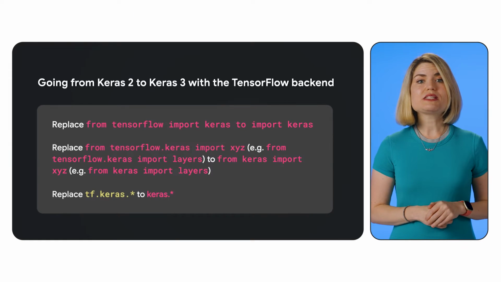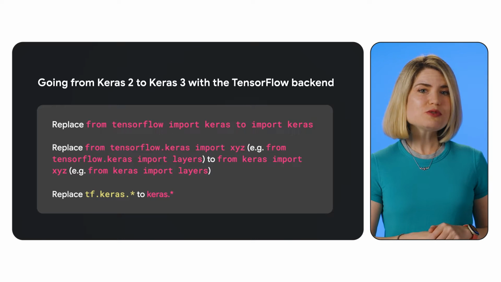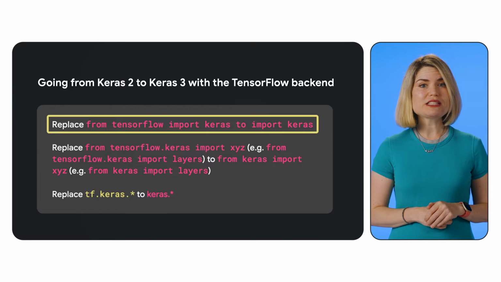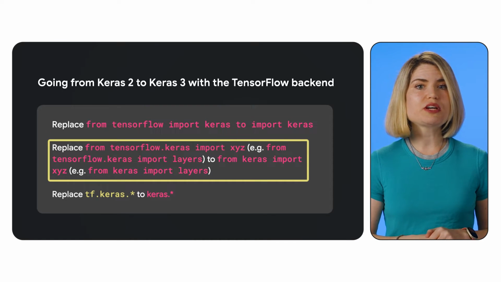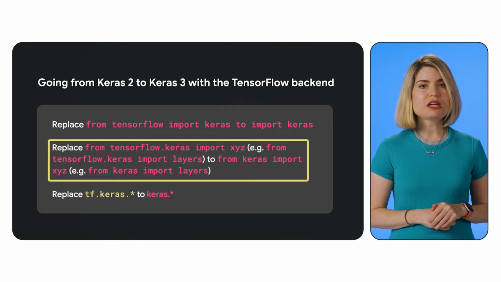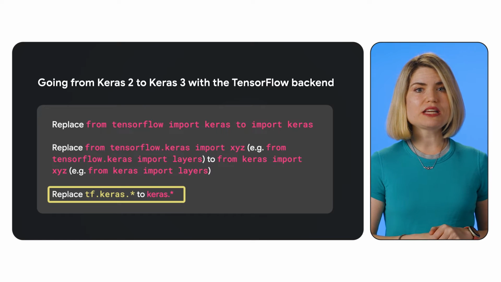The first step is to update your existing Keras 2 code to be compatible with Keras 3. This is usually quite simple. Start by replacing "from tensorflow import keras" with just "import keras". Similarly, change any imports like "from tensorflow.keras import layers" to "from keras import layers". Finally, replace any instances of tf.keras with just keras.